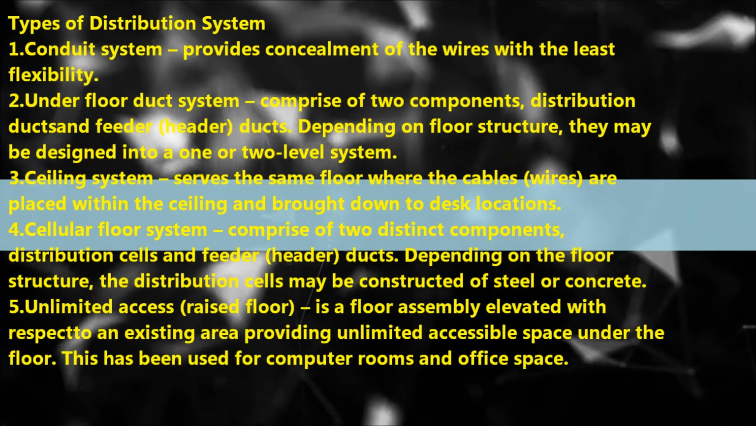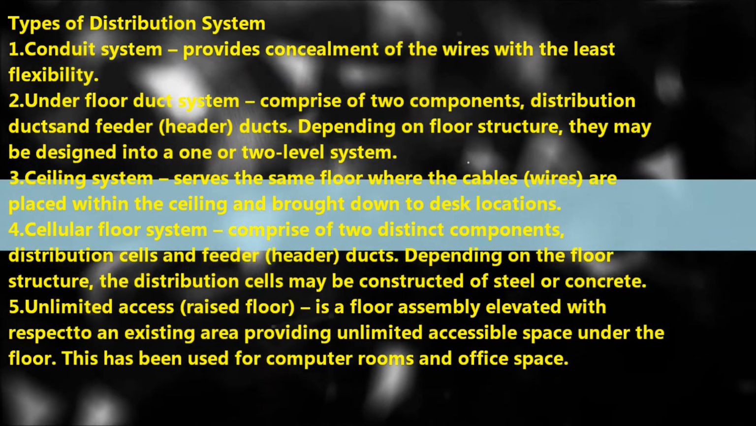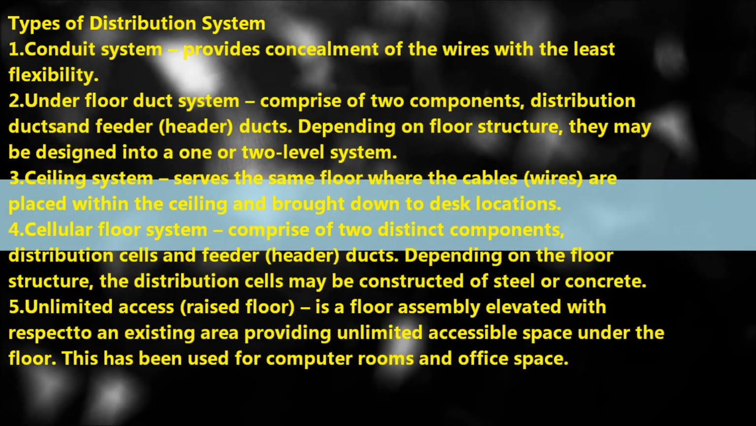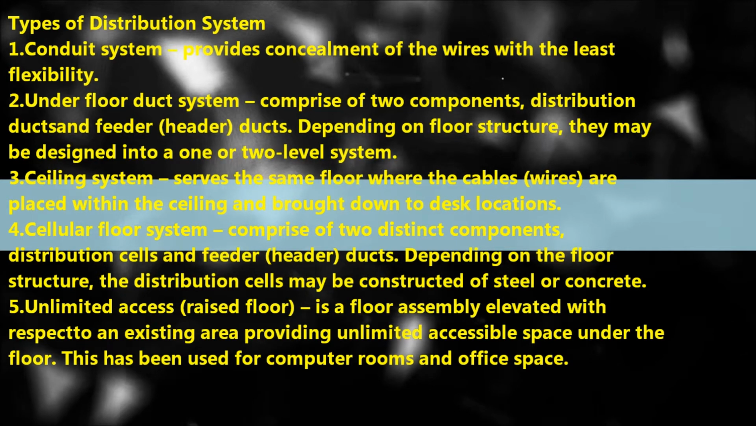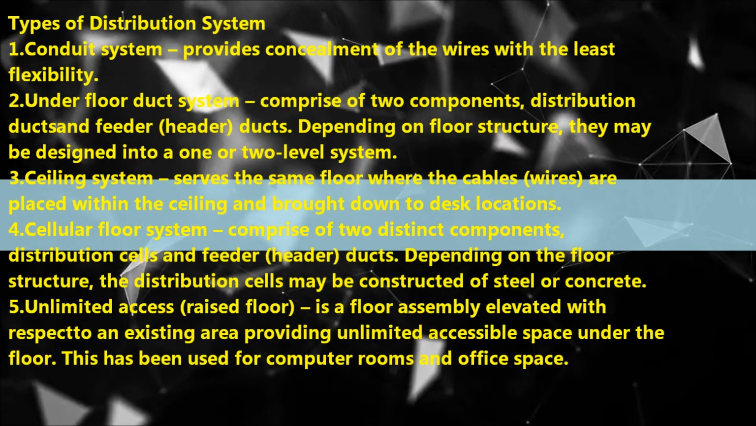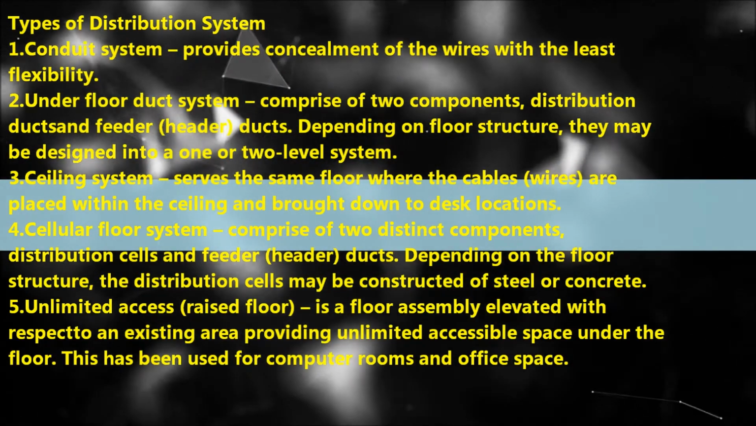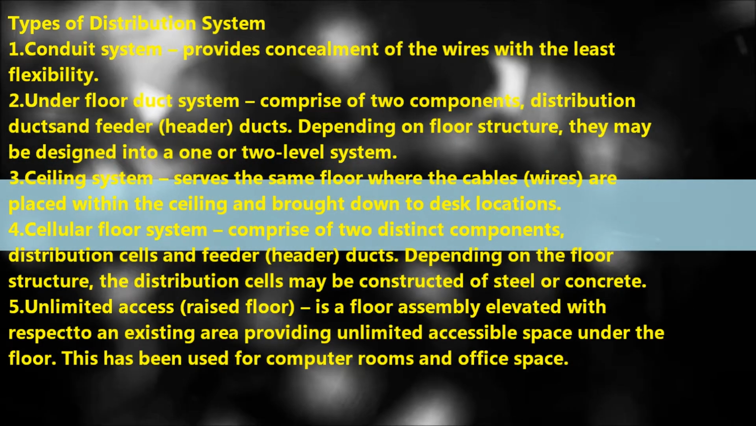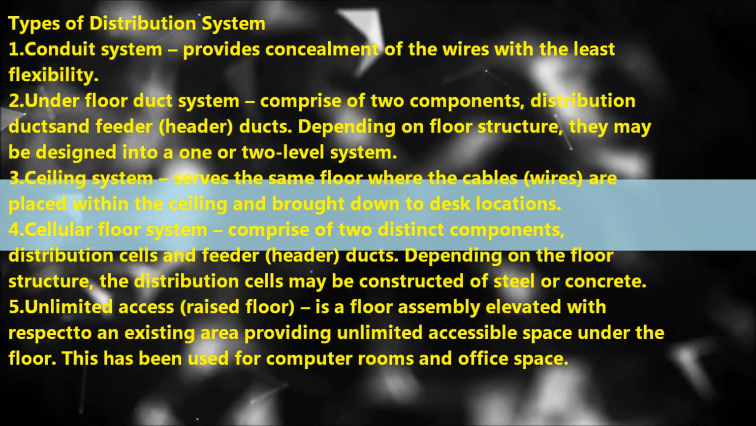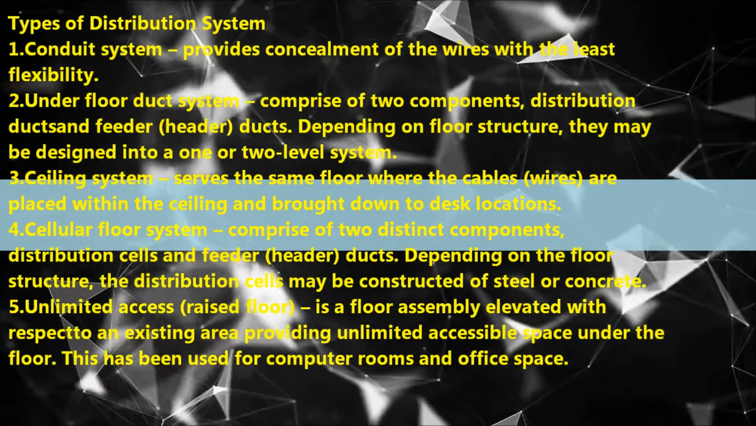3. Ceiling system, serves the same floor where the cables, wires. 4. Cellular floor system comprises two distinct components, distribution cells and feeder header ducts. Depending on the floor structure, the distribution cells may be constructed of steel or concrete.